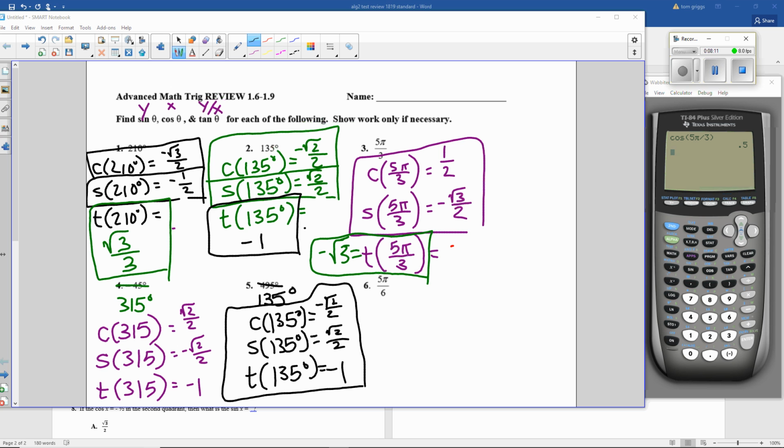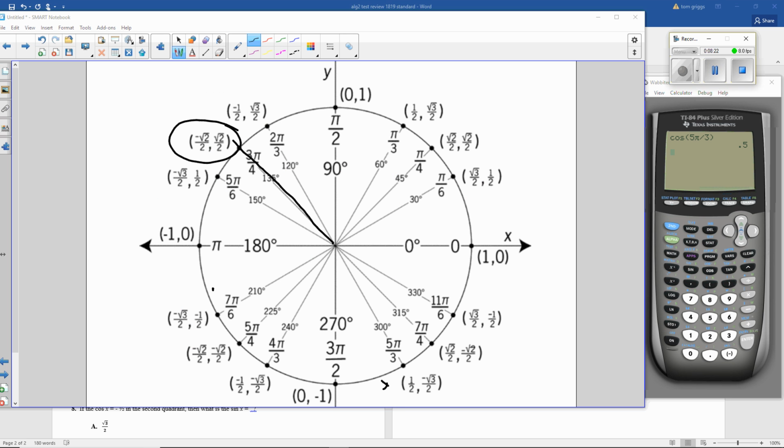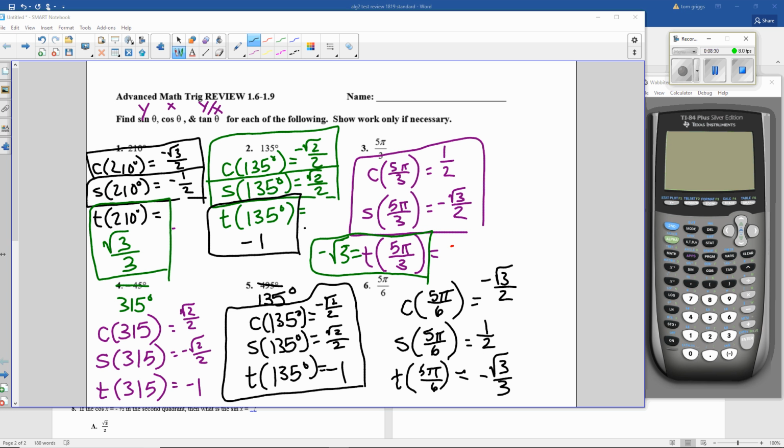So go ahead and try the last one, number 6. I'll show the answer here in a second. 5 pi over 6, that should be on the unit circle. If it's not, convert it to degrees first. All right, so there are the answers to number 6.